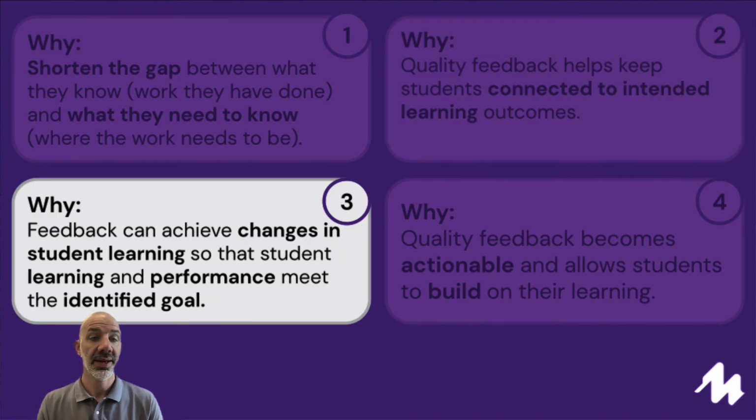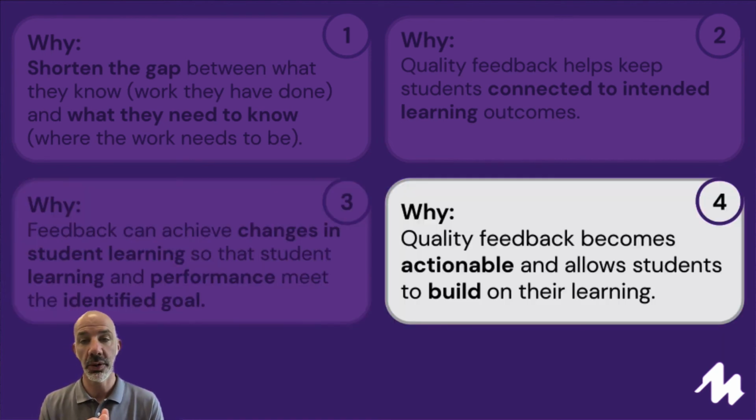Why number 3? Feedback can achieve changes in student learning so that the student learning and performance meet the identified goal. So this is probably the most foundational reason behind any feedback program, to help that student get closer to that learning target. And the last one, why number 4, is quality feedback becomes actionable and allows students to build on their own learning.